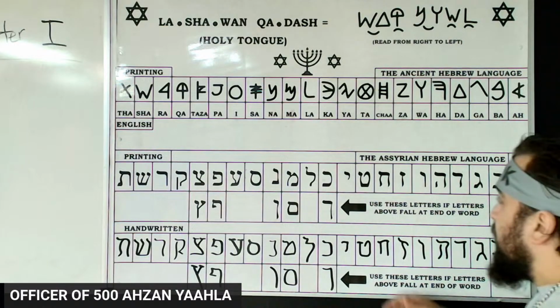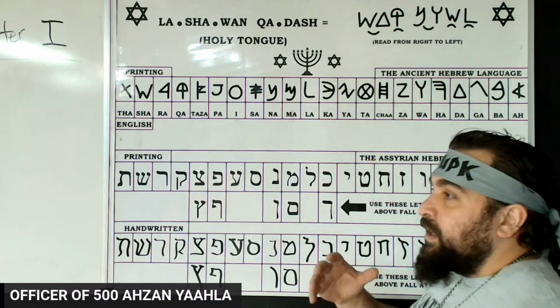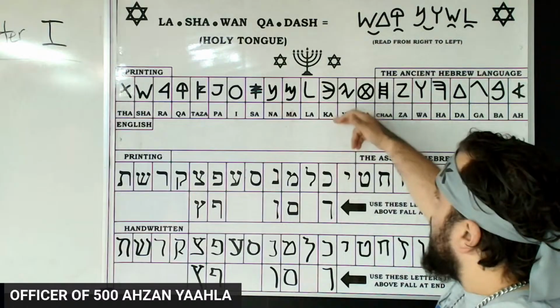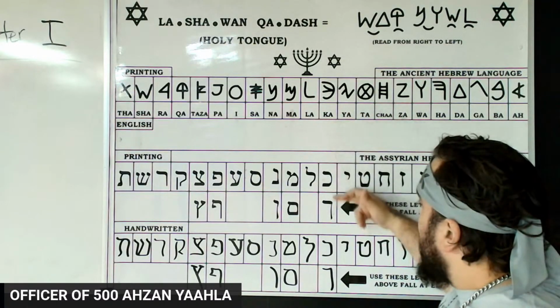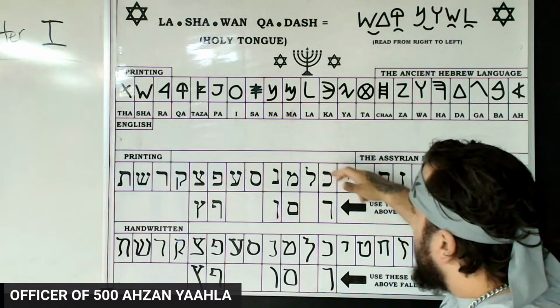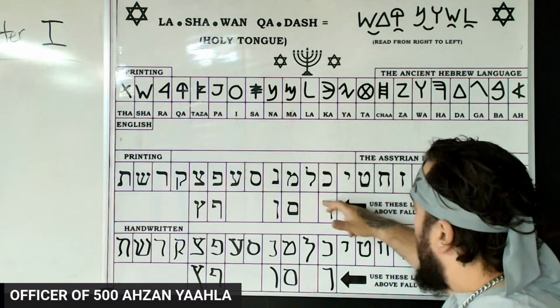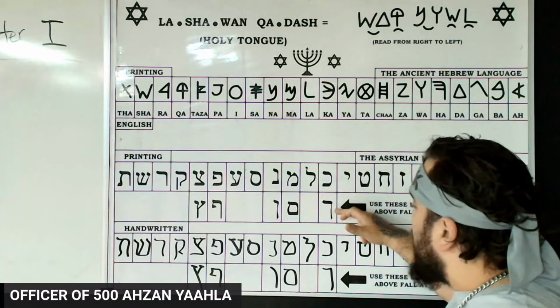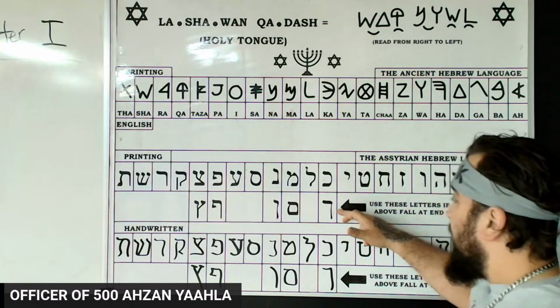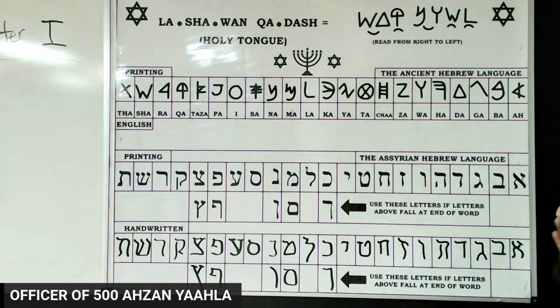Now, say a word ends with ka, right? It's in Assyrian, you got the flip C, right? But at the end of the word, this is what you use, and this is what you use at the beginning of the word. All right? I'm not going to spend too much time on that. I'm going to go ahead and go through this first.